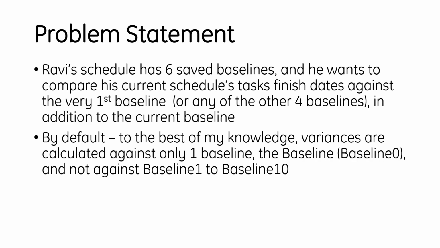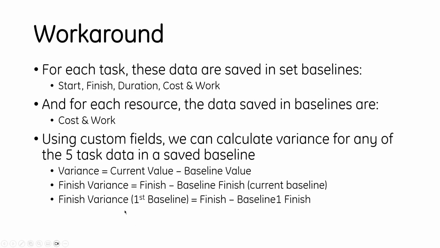By default, to the best of my knowledge, variances in Microsoft Project are calculated against only one baseline, and that's the set baseline, or call it baseline 0 if you want, but not against any of the other 10 baselines that are saved. That's like baseline 1 to 10. So what's the solution? It's Microsoft Project, so there's always a workaround.